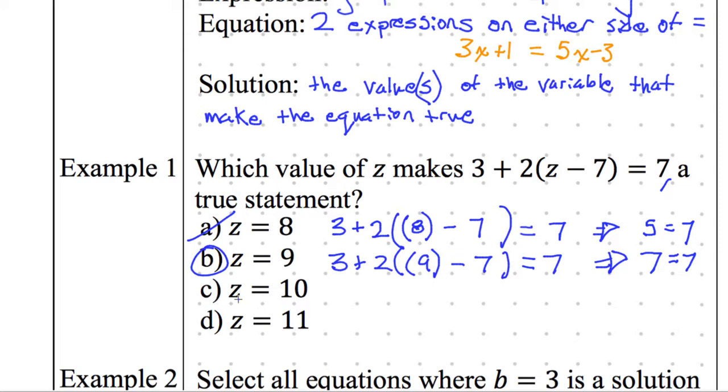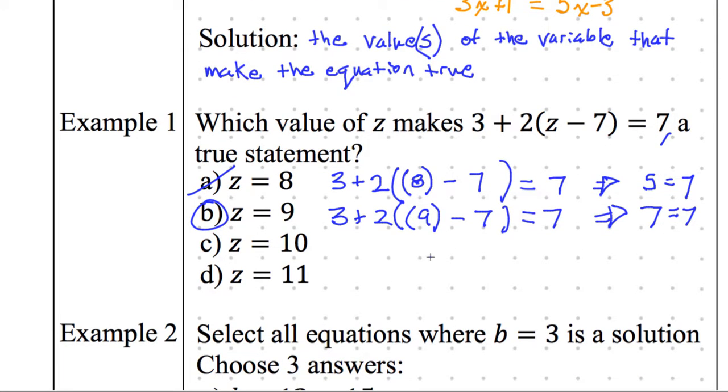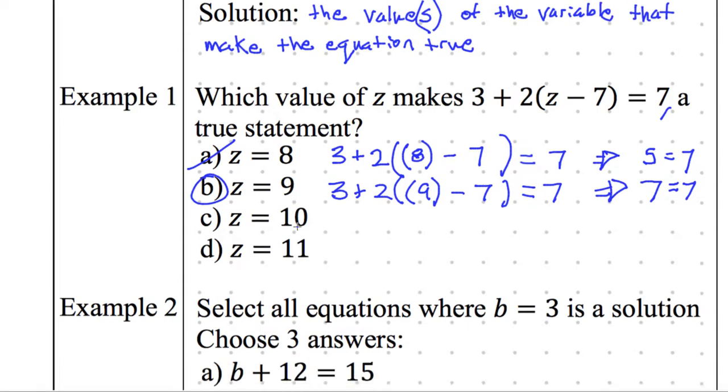If we take a look at C, if we plugged in 10, we would have 10 minus 7, shout it out, is 3. 3 times 2 is 6. 6 plus 3 is 9. Is 9 equal to 7? No, so it's not a true statement. And then you can go through all the rest of them as well. But the answer was B.